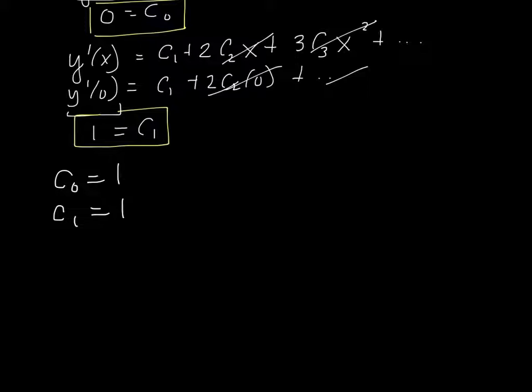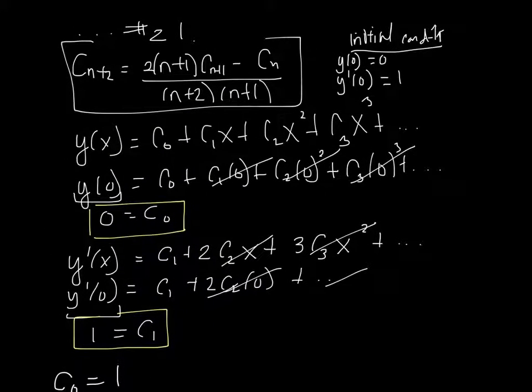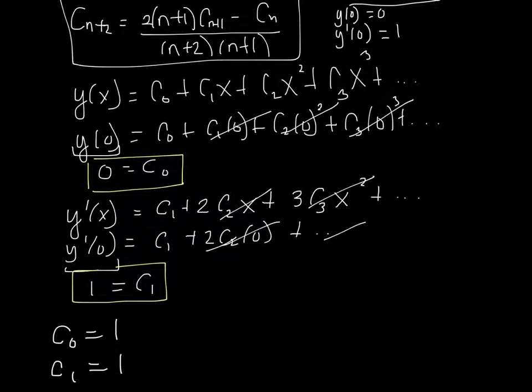So now we want to find c2 using, again, our recurrence relation. I'm going to let n be 0 in my recurrence relation. I'm letting it be 0 because I want c2. And I'm just going to input my 0 for n, just like we've been doing.